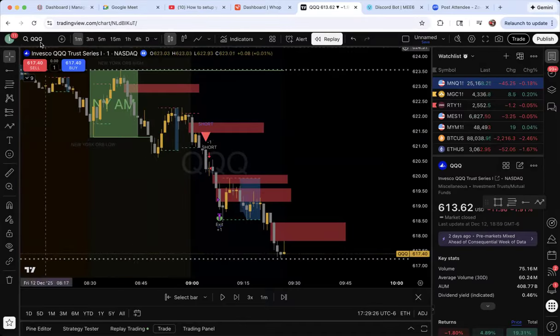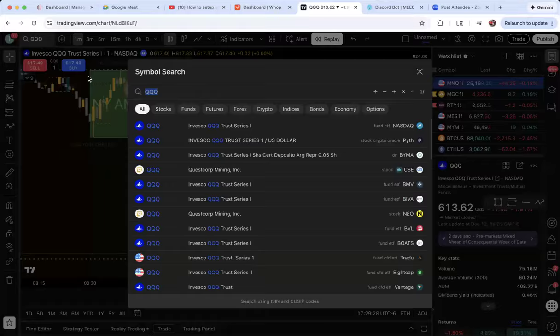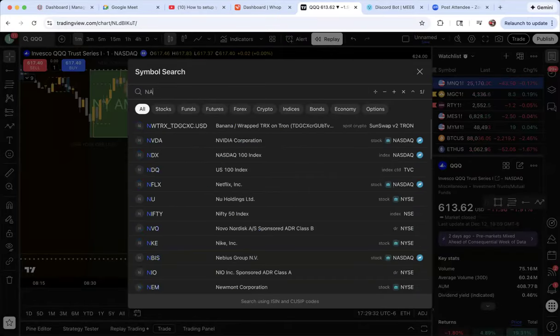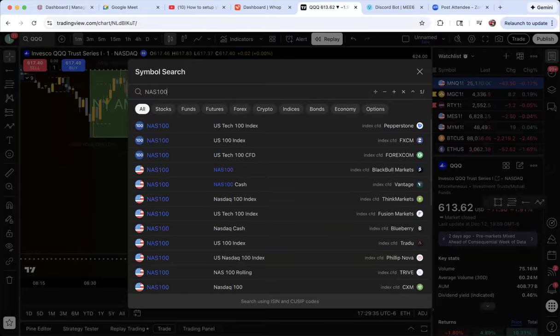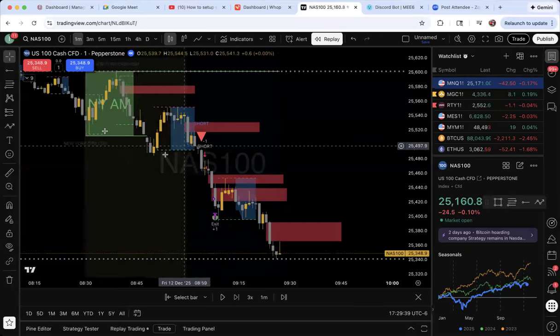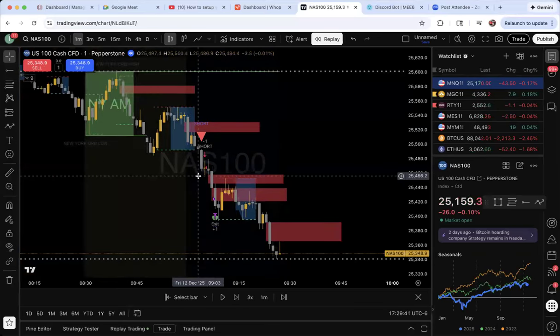But if somebody says, well, I don't do options, I don't do stocks, and I don't do futures, I do Forex. Okay, cool. So that's NAS 100. I'll go to NAS 100 and I'll show you the chart. Look what it looks like. Same exact setup, nothing different. So I don't even do Forex like that.